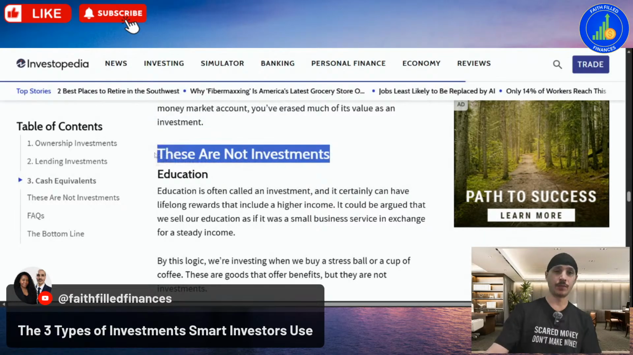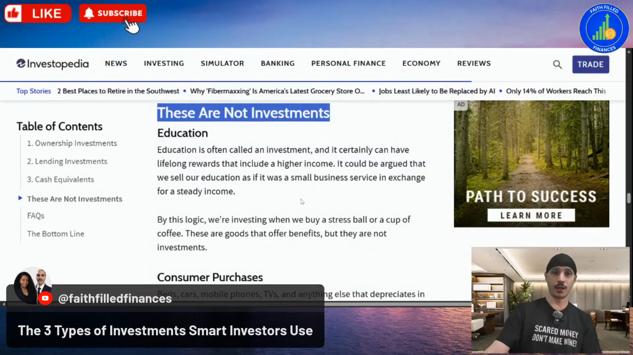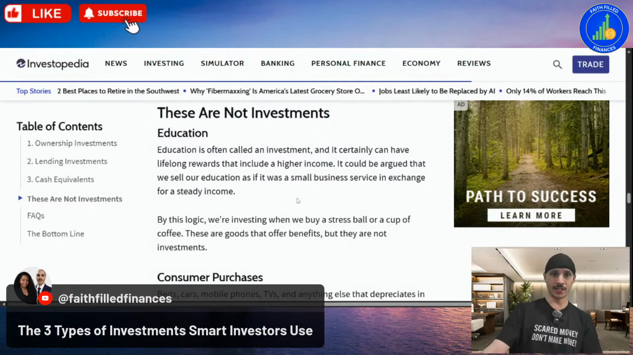These are not investments right here, these are not investments below. Education. Education is often called an investment, and it certainly can have lifelong rewards that include a higher income. It could be argued that we sell our education as if it was a small business service in exchange for a steady income. But with this logic, we're investing when we buy a stress ball or a cup of coffee. These are goods that offer benefits, but they are not investments.